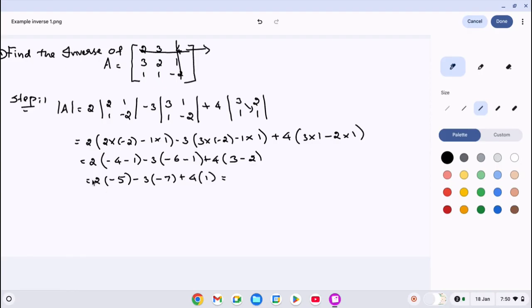This is multiplication. So plus into minus becomes minus. 2 times 5 is 10. Here minus into minus is plus. So 3 times 7 is 21. 4 into 1 is 4.